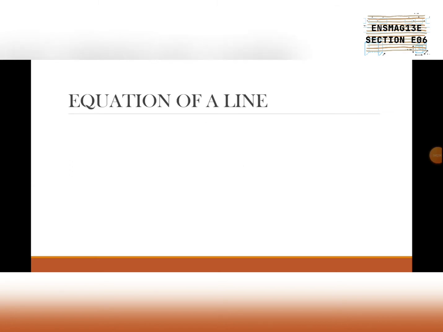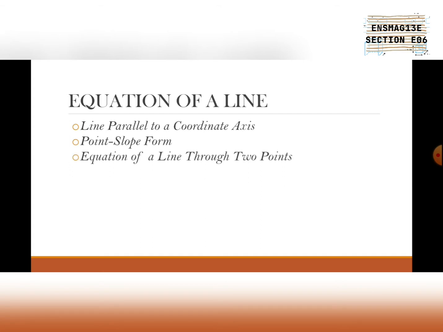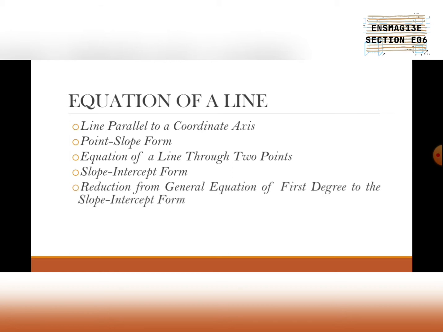The equation of every straight line is expressible in terms of the first degree. Conversely, the graph of a first degree equation is a straight line. The following are the different forms of the equation of a line. Line parallel to a coordinate axis. Point-slope form. Equation of a line through 2 points. Slope-intercept form. Reduction from general equation of first degree to the slope-intercept form. Parallel and perpendicular lines. Intercept form.